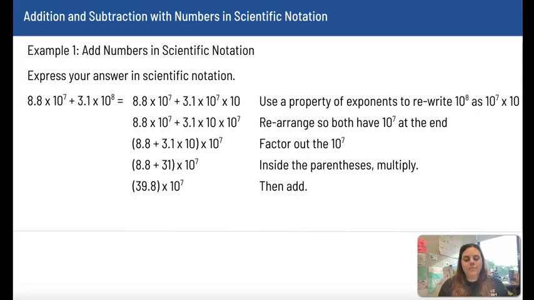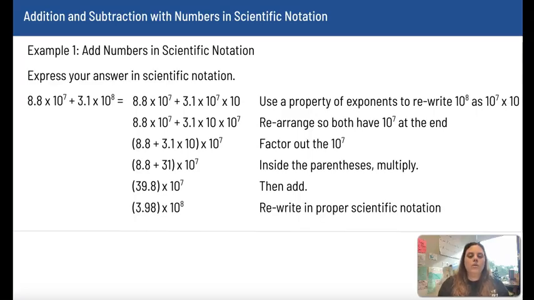However, this is not proper scientific notation because 39.8 is larger than 10. So we want to move that decimal back over, so we have 3.98, and when we move it over, we have to add 1 back to the exponent. So the exponent will go back up to 8. To sum that up, we're going to make them both have the same power of 10. Then we're going to factor out the same power of 10, do some multiplying and adding, and then rewrite in proper scientific notation.